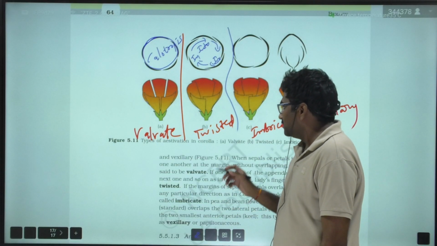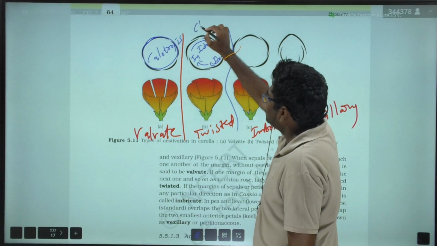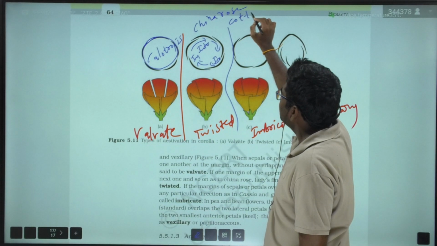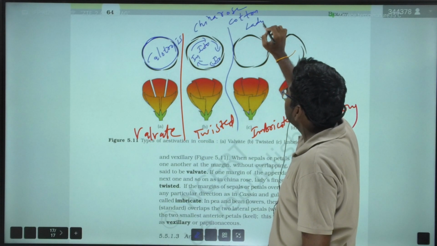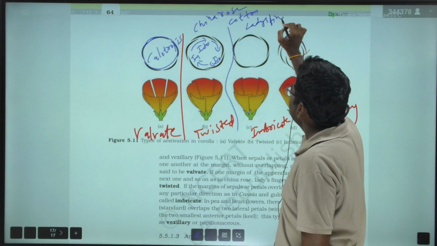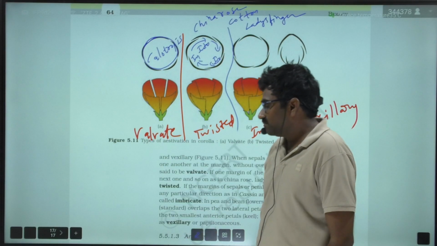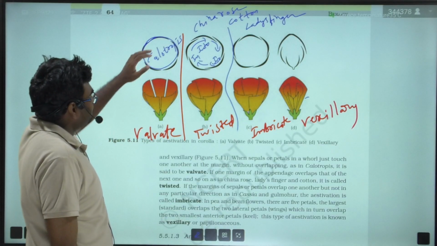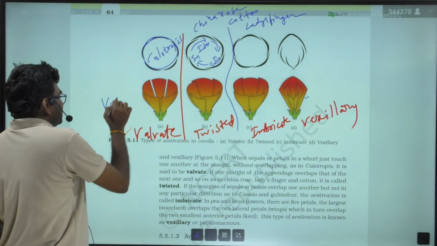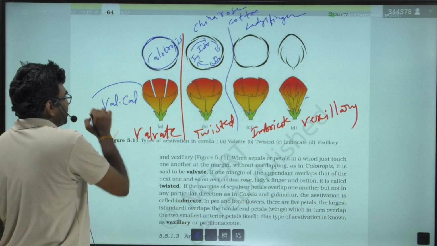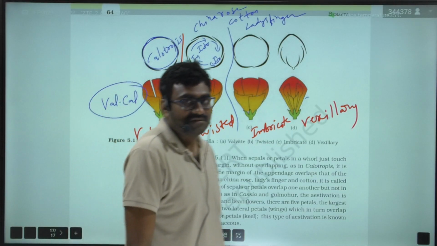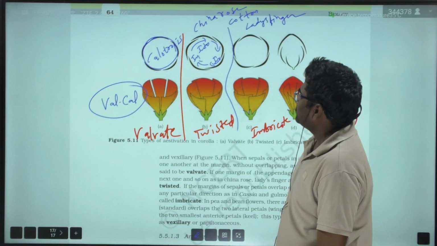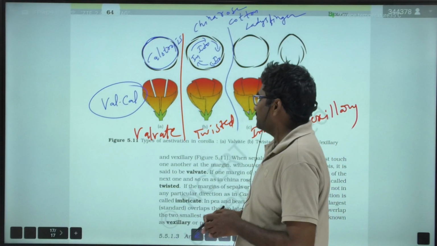So examples for twisted aestivation are China rose, cotton, lady's finger. You need to remember the examples. So valvate example, Calotropis: val, cal. Remember val, cal. Whereas twisted aestivation: China rose, lady's finger, cotton. That is one of the mnemonics.